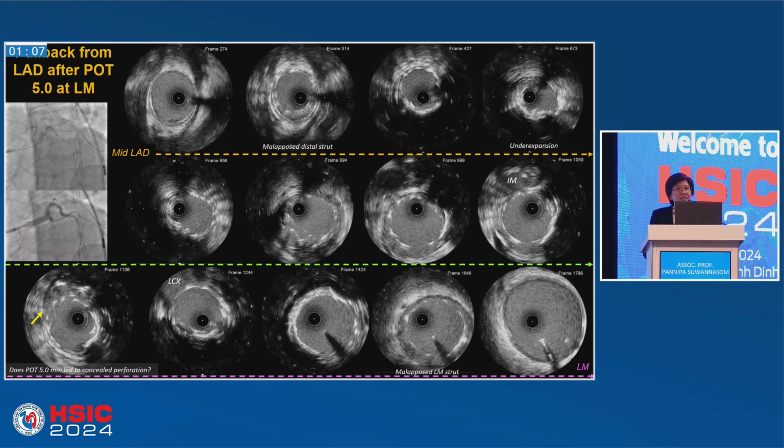I'm not sure whether the problem that happened is because of hematoma, or whether something happened to the intermediate because I did the POBA, or because I used an NSE to prepare the lesion and then followed by POBA. It could be a concealed perforation or not. And this is the opening of the left circumflex, still okay. And as you can see here, there's a major malposition at the left main strut.